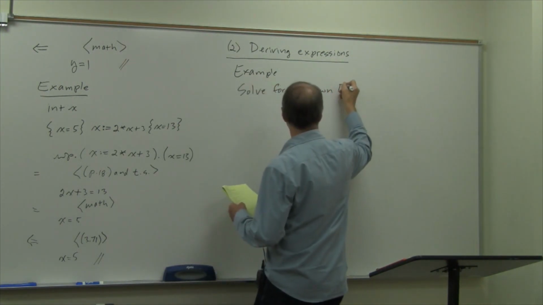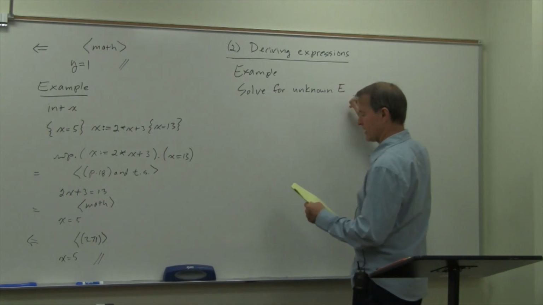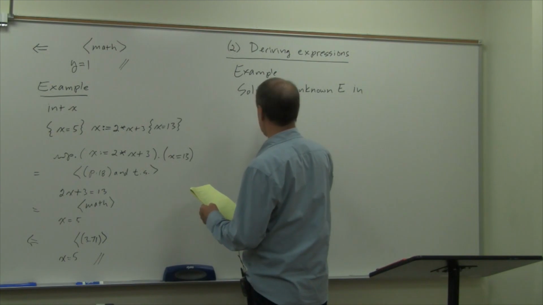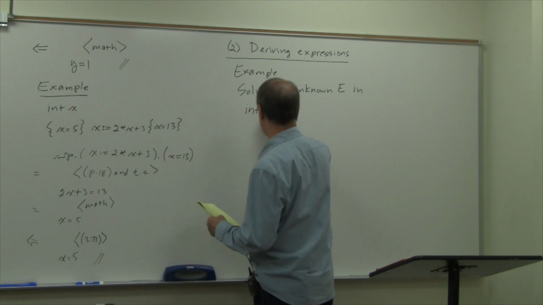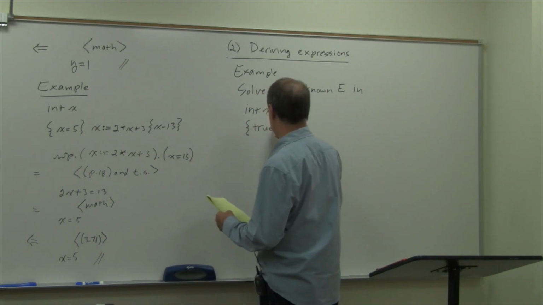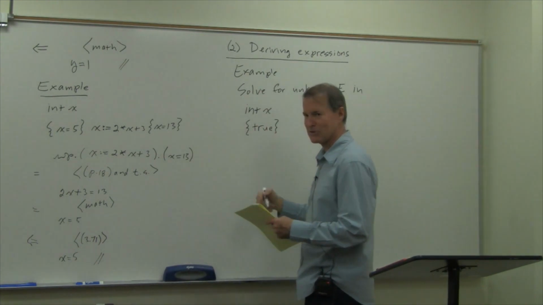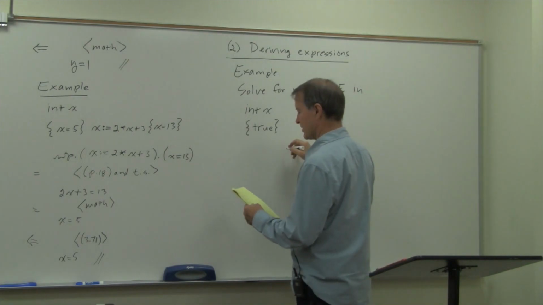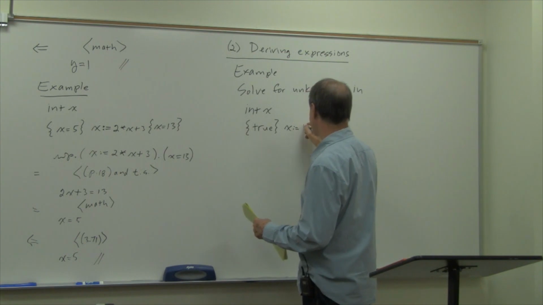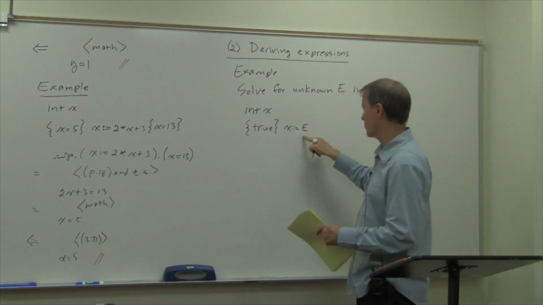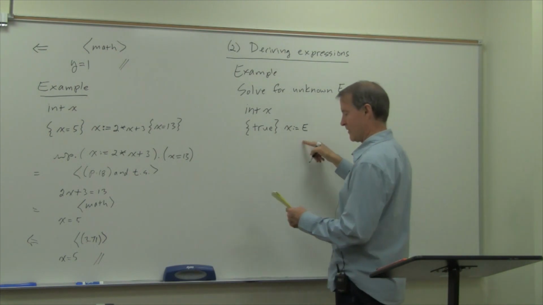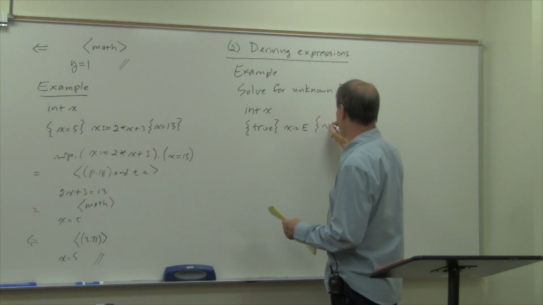Solve for unknown E, where capital E is an expression, in the following. So watch this. Here we have int x, and our precondition is going to be true. This is a super trivial example just to show you the mechanics of how it works. The precondition is true, and x gets some unknown. I could put a question mark here, but this E is like the question mark. Are you with me? And in the end, we want x to equal 4.